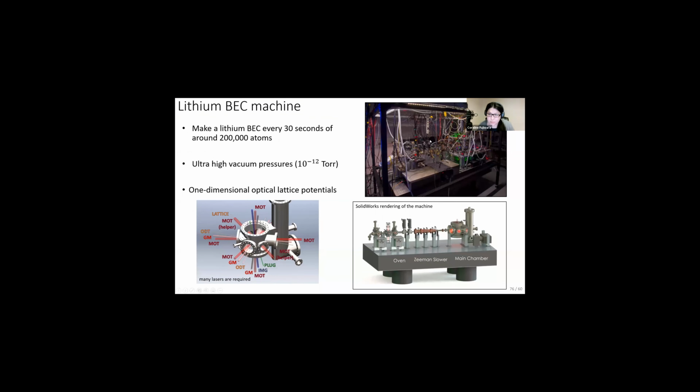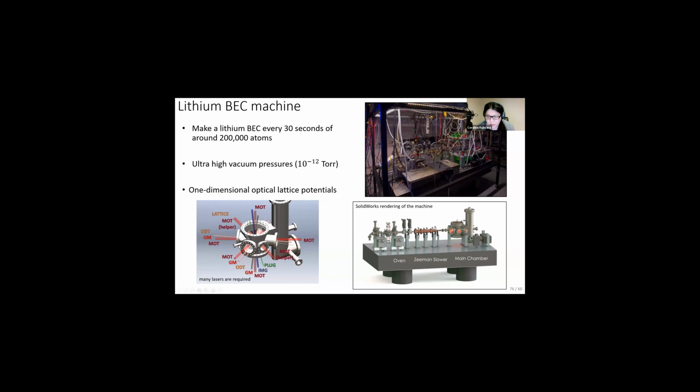The way that we do this is, as you mentioned, we can't just take atoms and put them into the chamber because that would break vacuum. On the top right here is that same image that I was showing you previously, and on the bottom is basically just a CAD rendering.